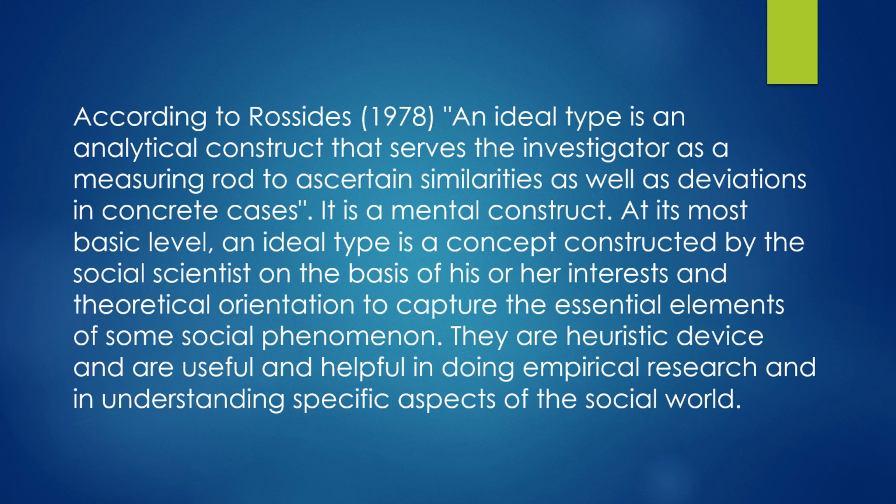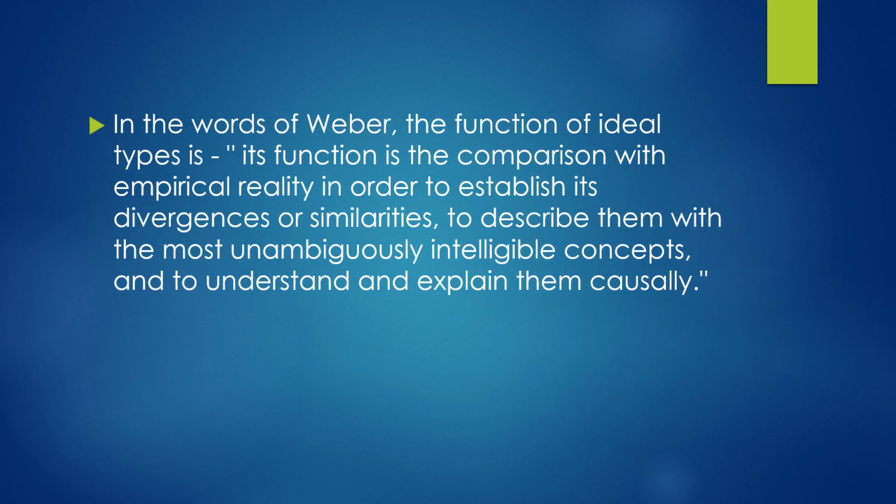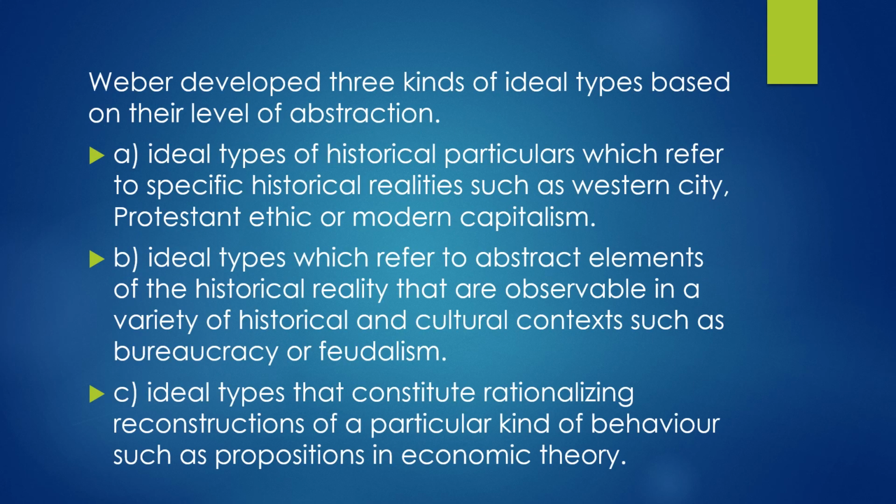In the words of Weber, the function of ideal types is the comparison with empirical reality in order to establish its divergences or similarities, to describe them with the most unambiguously intelligible concepts, and to understand and explain them causally. Weber developed three kinds of ideal types based on their levels of abstraction.